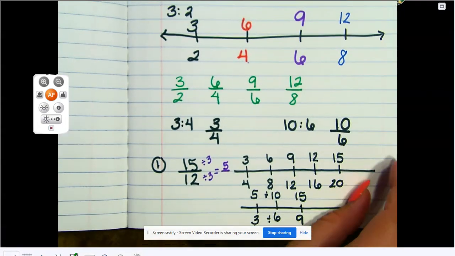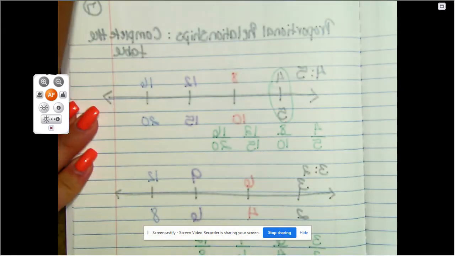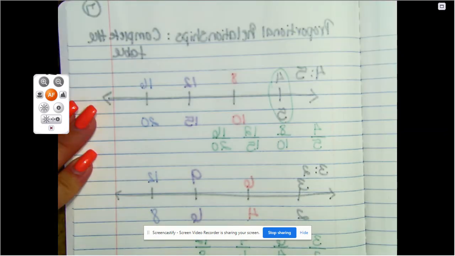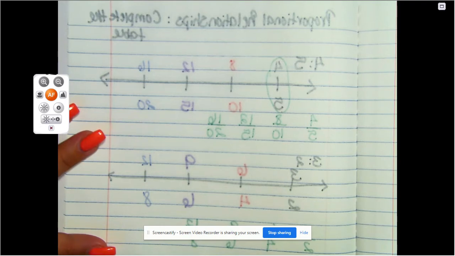Okay, so we realized that those were not equivalent. So on the back of this page, we're going to look at proportion relationships and finding missing values. Okay, so we are going to set up a set of equivalent fractions, kind of.